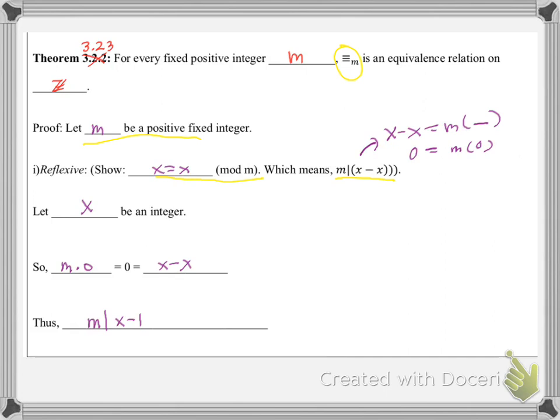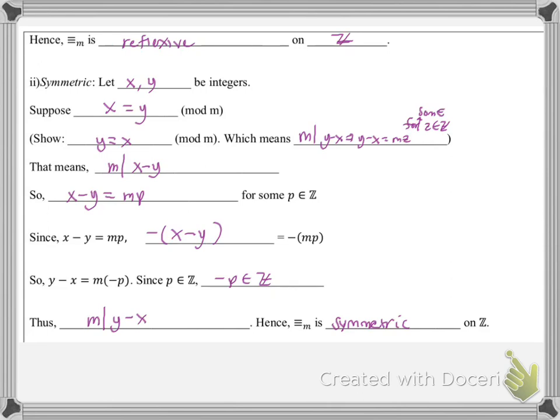So interesting. So that's why we say, well, let x be an integer. M times 0 is equal to 0, which is equal to x minus x if we rewrite that form. So therefore, we say that m divides x minus x. And thus, this congruency is reflexive. This modulo m is reflexive on the integers. Symmetric. Let's look at symmetric.